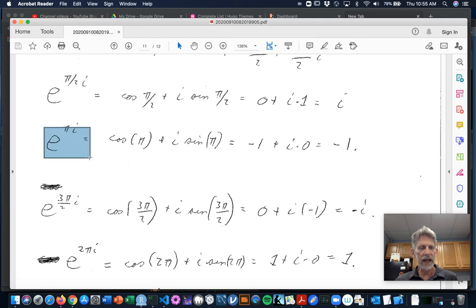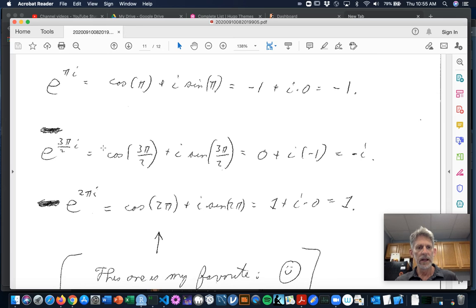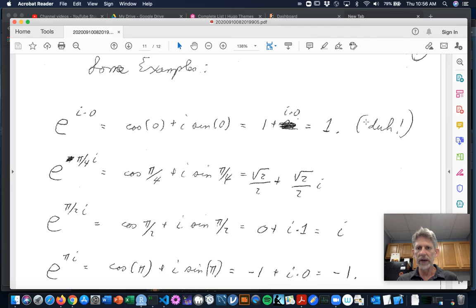E to the pi I works out to a -1. E to the 3 pi over 2 I: cosine 3 pi over 2 is a 0, sine 3 pi over 2 is a -1, so I just get a -I. E to the 2 pi I is cosine 2 pi plus I sine 2 pi. Well, 2 pi is the same angle as 0, so it's going to be the same as cosine 0 plus I sine 0. It's going to be back to the 1 that we were at right here.